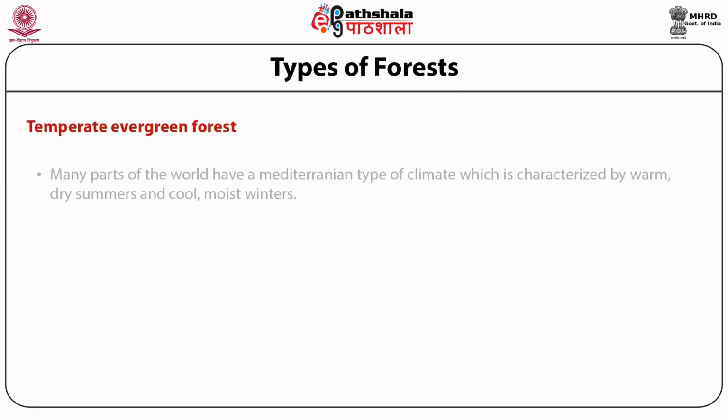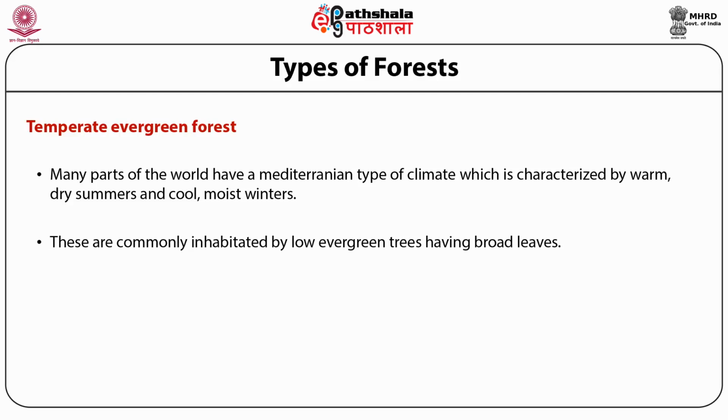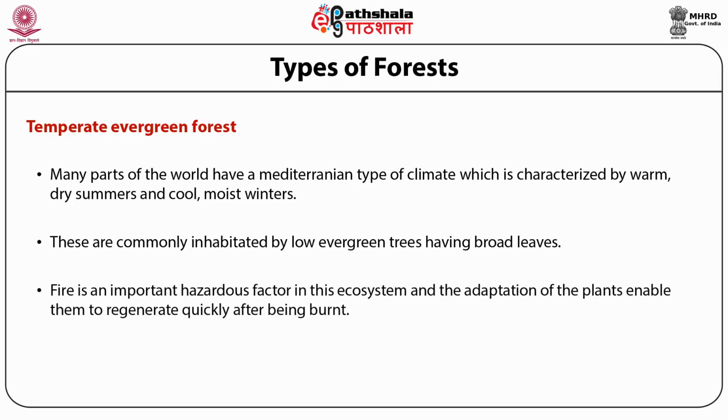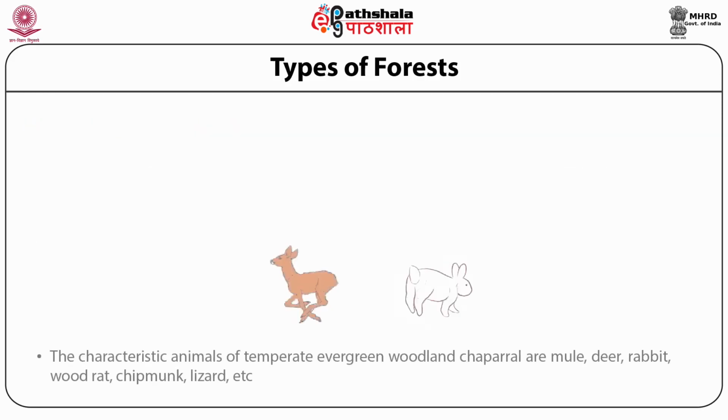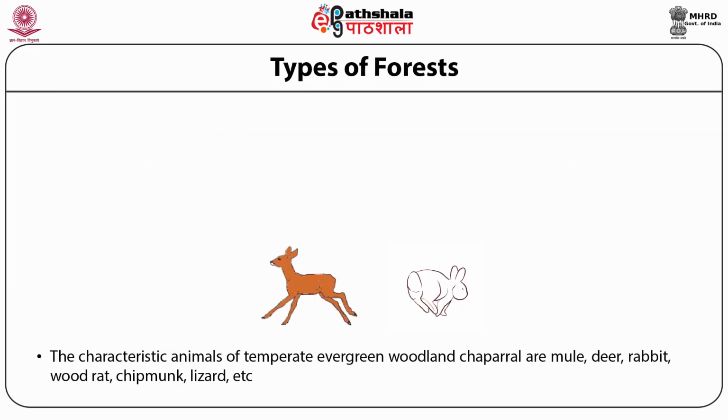Temperate evergreen forest. Many parts of the world have a Mediterranean type of climate, which is characterized by warm, dry summers and cool, moist winters. These are commonly inhabited by low evergreen trees having broad leaves. In woodland, trees are essentially lacking, although shrubs may range up to 3 to 4 meters in height. Fire is an important hazardous factor in this ecosystem, and the adaptations of the plants enable them to regenerate quickly after being burnt. The characteristic animals of temperate evergreen forests are mule deer, rabbit, wood rat, chipmunk, lizard, etc.